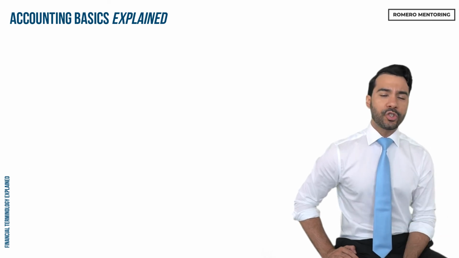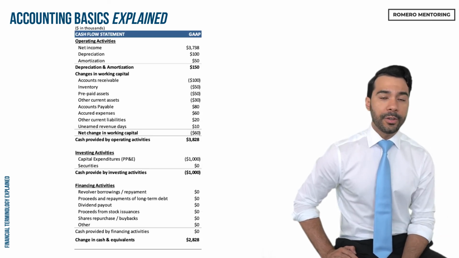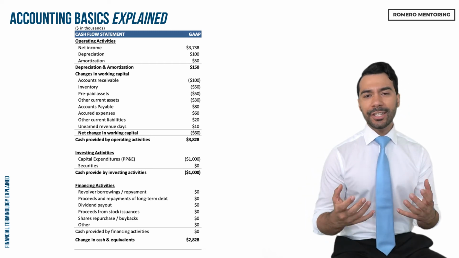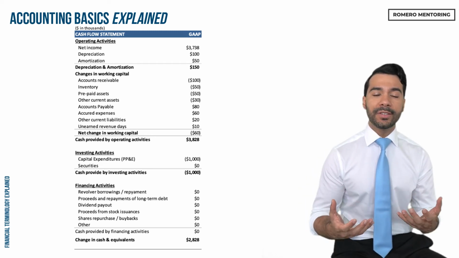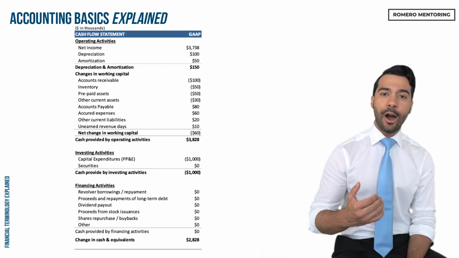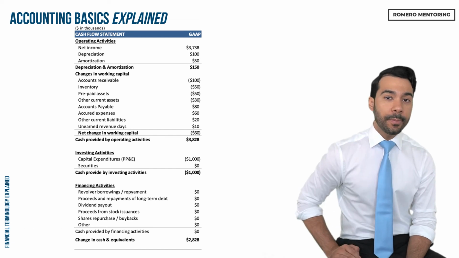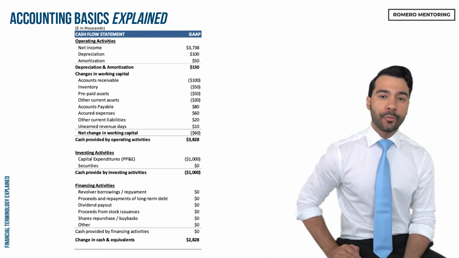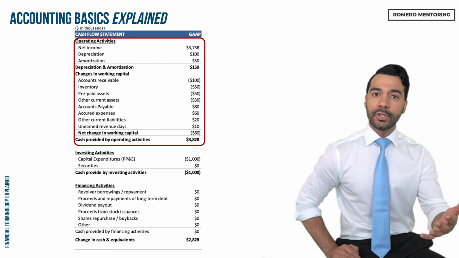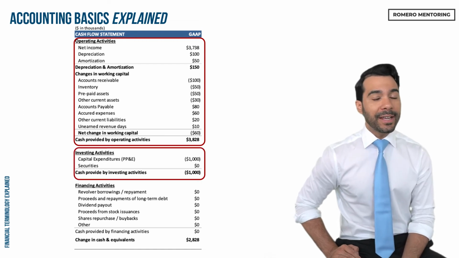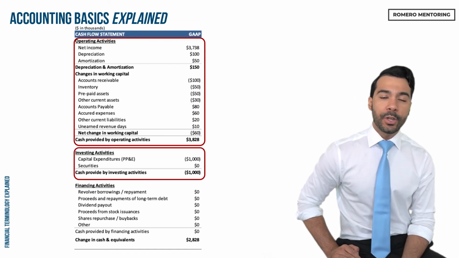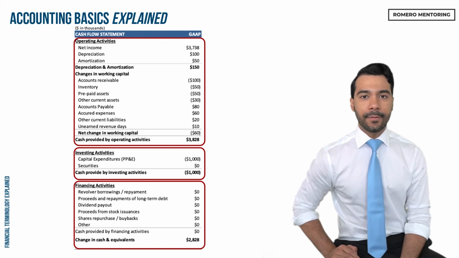And the last financial statement that we'll discuss is the third one, your cash flow statement. Your cash flow statement represents the business cash inflows and outflows and is broken down in three parts. Number one, cash flow from operating activities. Number two, your cash flow from investing activities. And number three, your cash flow from financing activities section.